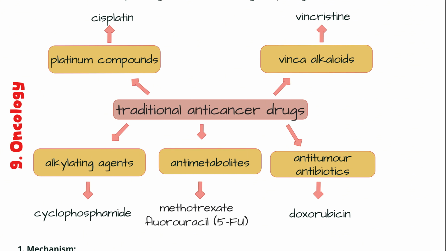4 drug families do this work. First, alkylating agents like cyclophosphamide. They damage DNA directly. Second, antimetabolites like methotrexate and 5-fluorouracil. They starve cells of the building blocks they need to divide. Third, anti-tumor antibiotics like doxorubicin. Watch out for these, they carry a massive cardiotoxicity risk. And finally, platinum compounds like cisplatin, which destroys the kidney tubules and the 8th cranial nerve. And Vinca alkaloids like vincristine, which destroys peripheral nerve myelin, causing foot drop and paralytic ileus.